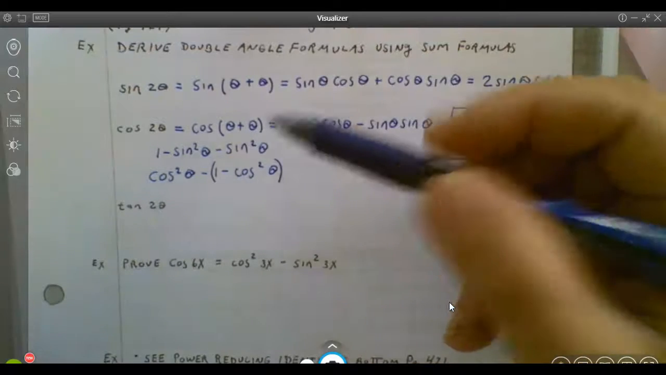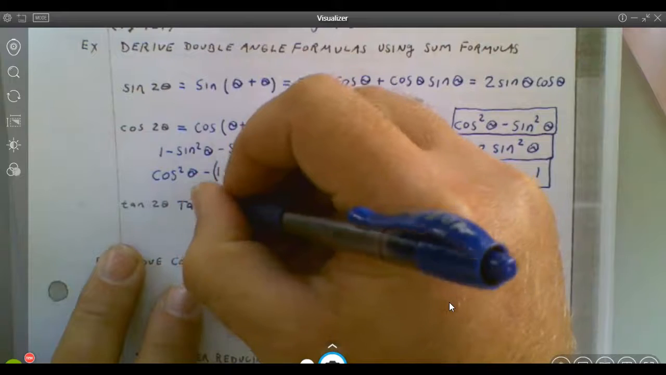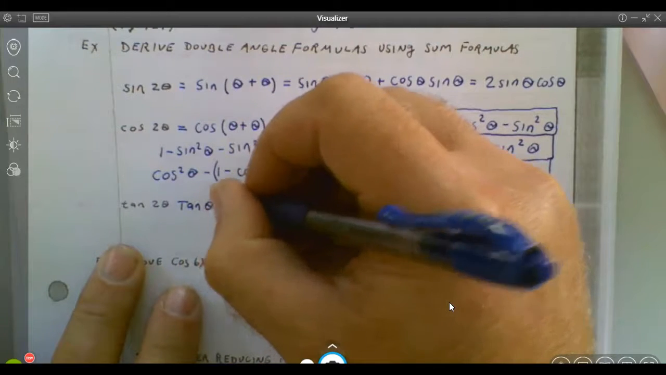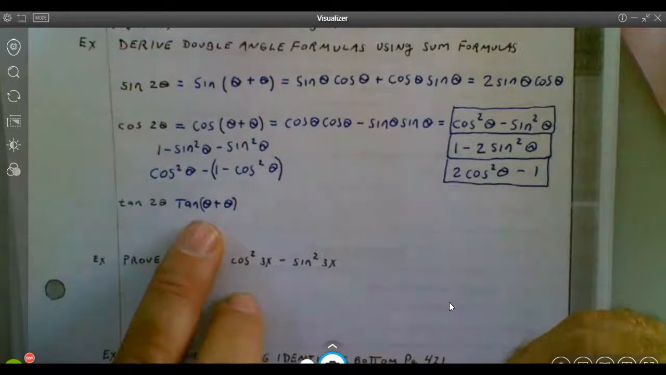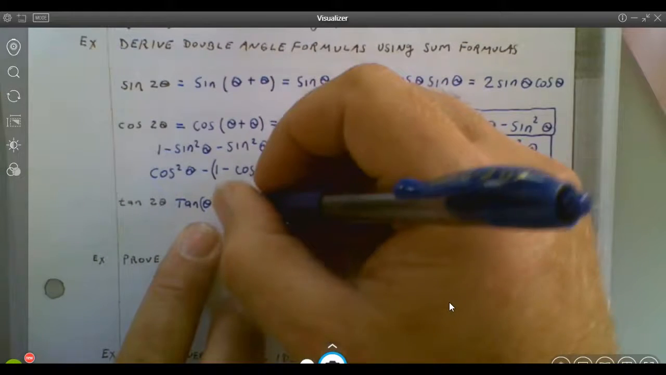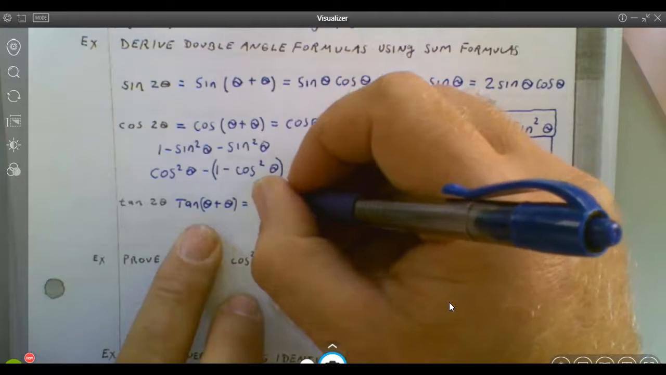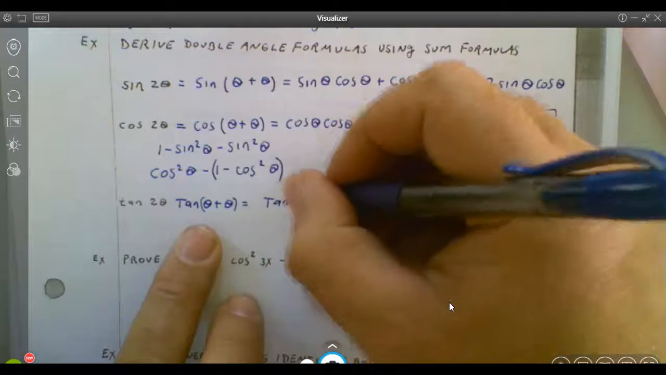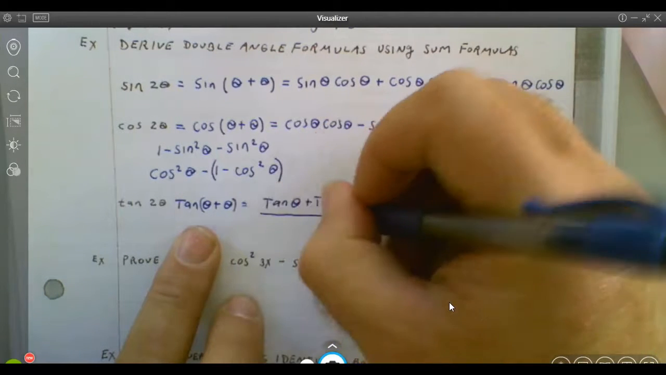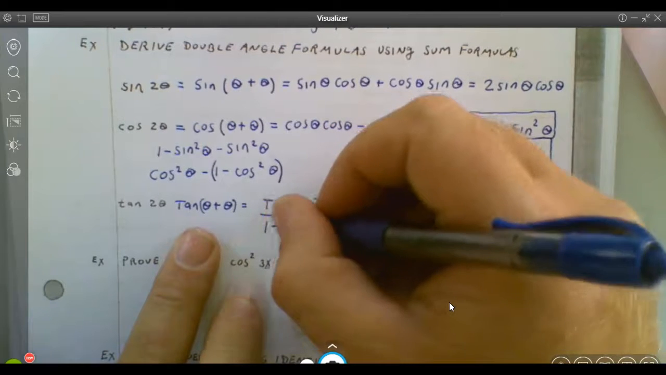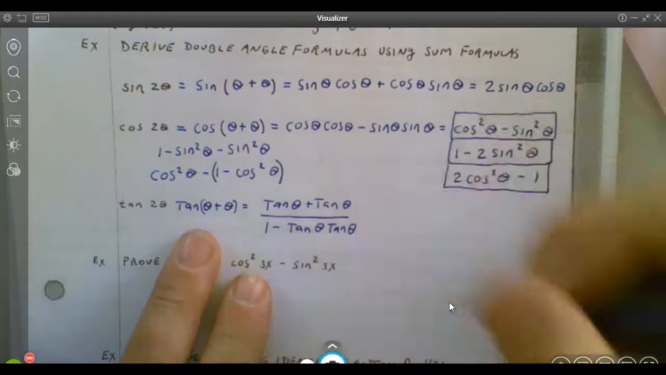I'm going to do the same process. I'm going to see this as tangent of theta plus theta. So I'm just taking the exact same process that I did on the other guys. So I'm going to sub in the sum formula for the tangents, which we saw in the last lesson. So on top, I'm looking at tangent of the first one plus tangent of the second one over 1 minus tangent tangent. So it looks like this.